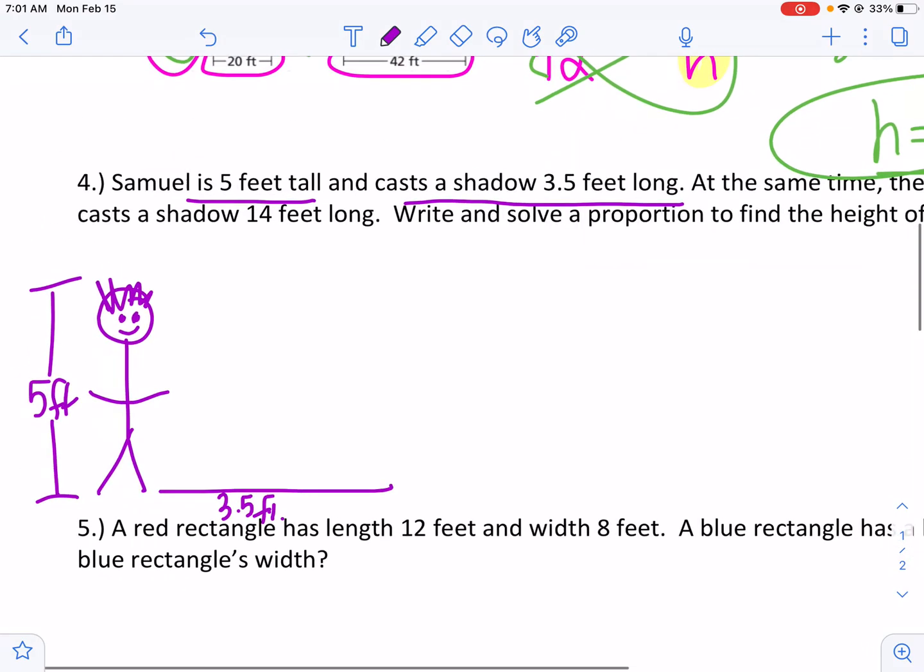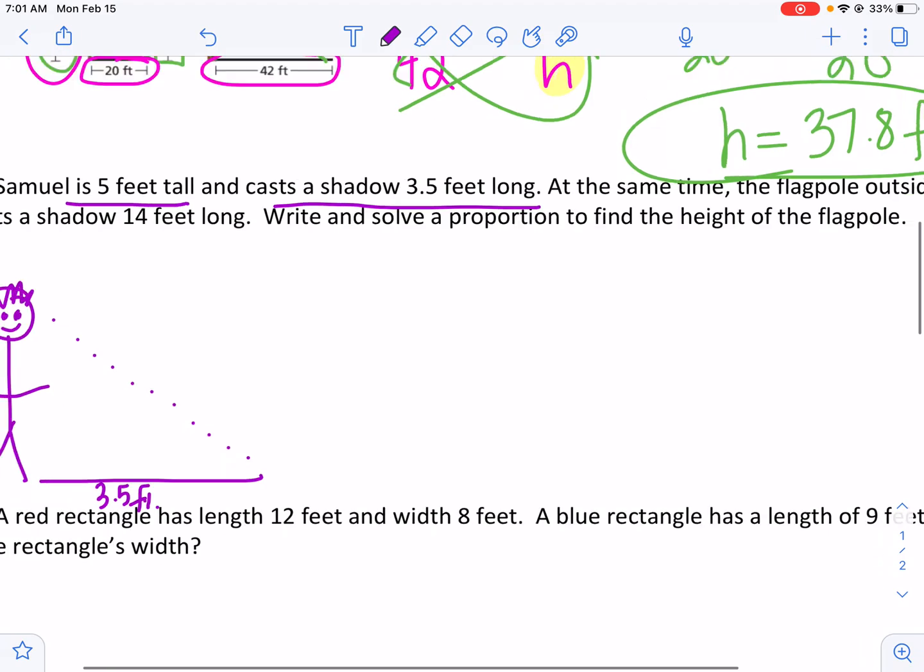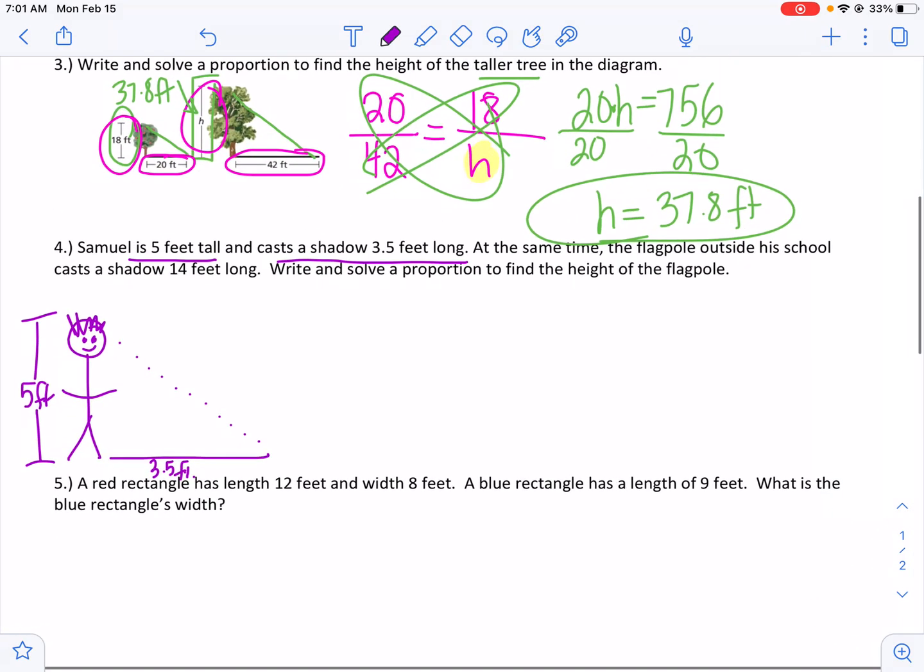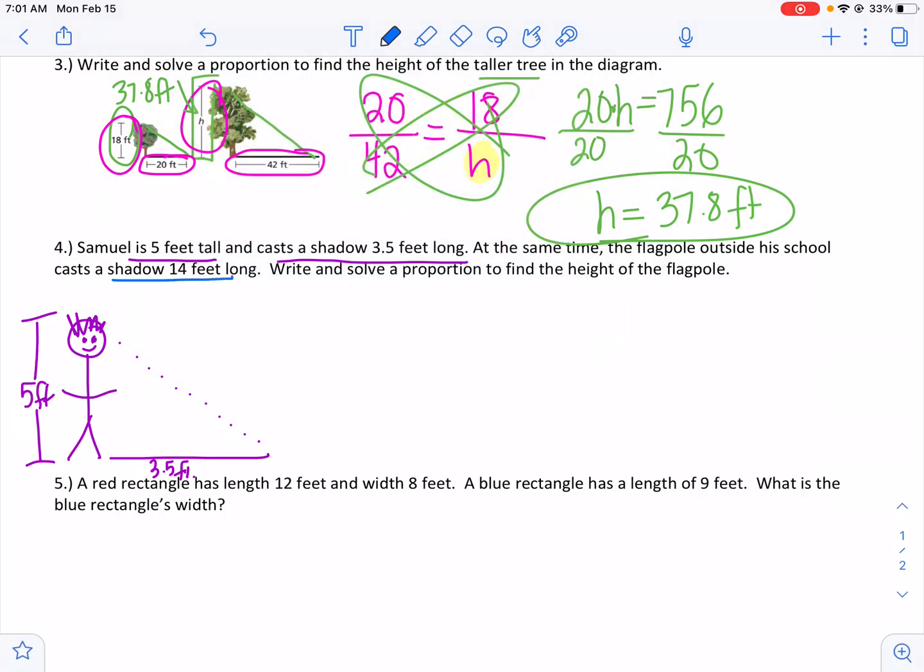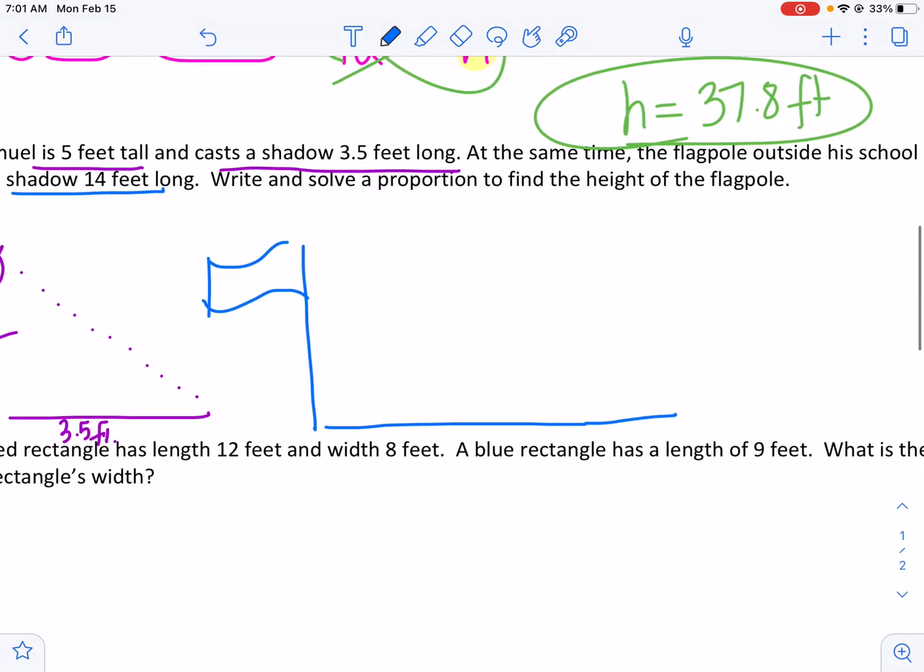Okay? And remember, he can form a triangle, right? At the same time, the flagpole outside his school casts a shadow 14 feet long. I'll try to do a wavy flag, like I saw some of you do in class on Friday or Thursday. There's the flagpole, and the flagpole shadow is 14 feet long.